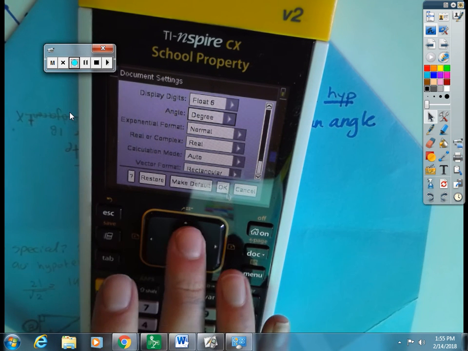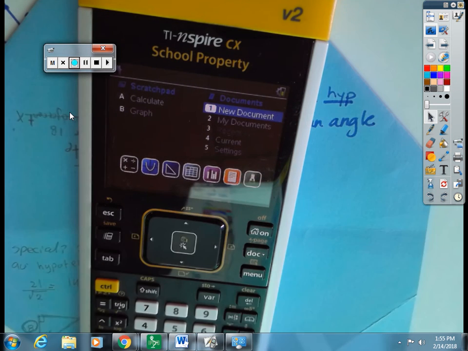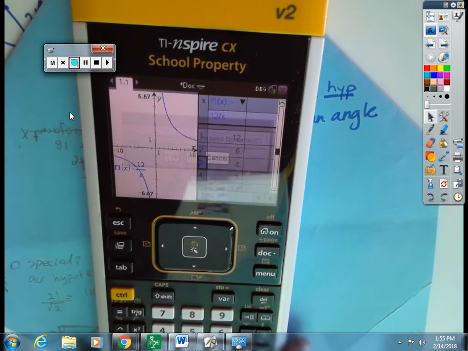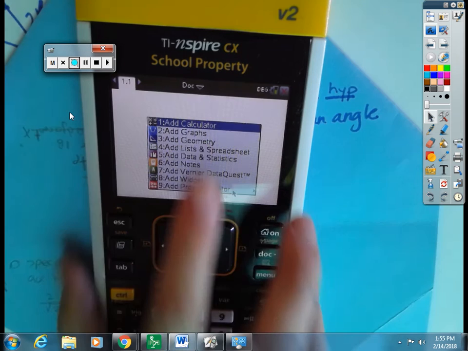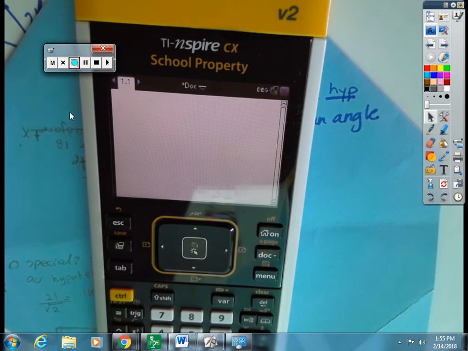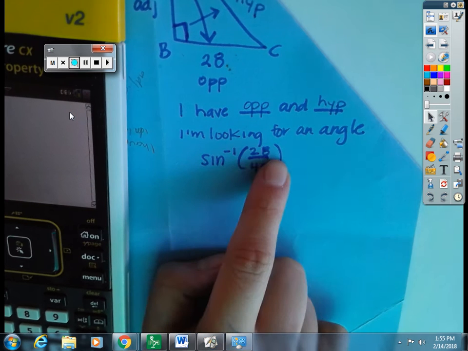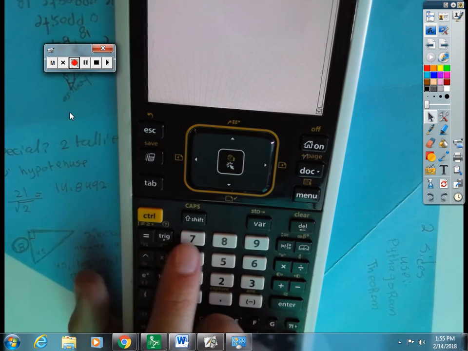Okay? Alright, so now you can go to a new document. Do we want to save? No, thank you. And we're going to add a calculator, just like we've done before. Now, we're going to type in inverse sine of 28 divided by 40. So press trig. Trig is a button next to number 7. And go down to sine minus 1.